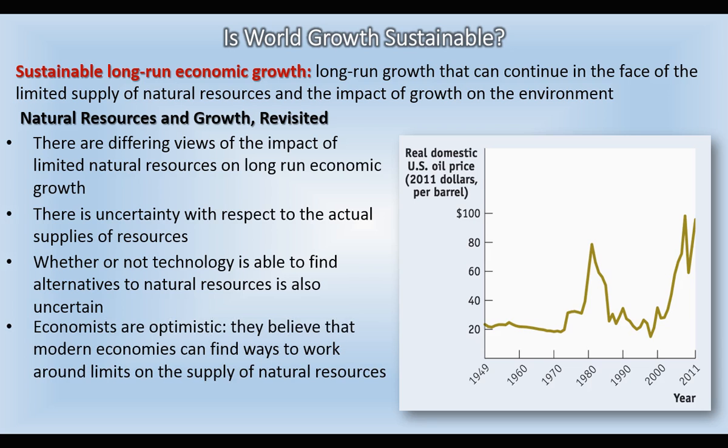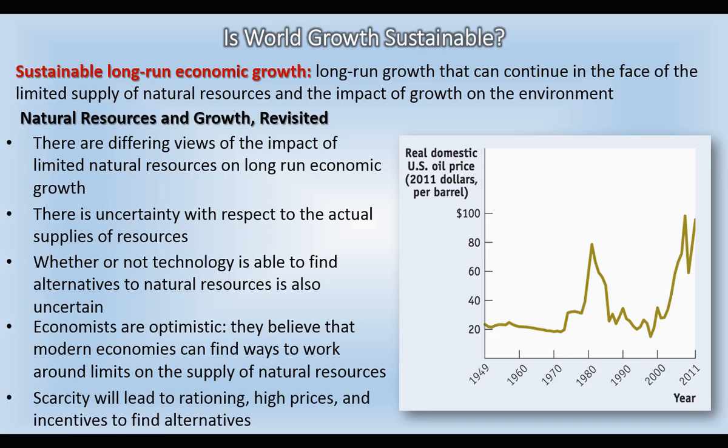Economists, though, are optimistic. They believe that modern economies can find a way to work around limits on the supply of natural resources. There are incentives to innovate, and if there is demand for an alternative source, then there will be a way to create those sources or perpetuate the sources that we already know exist, but are not popular yet because obviously of the dominance of oil. So scarcity will lead to rationing, high prices, and incentives to find alternatives, right?